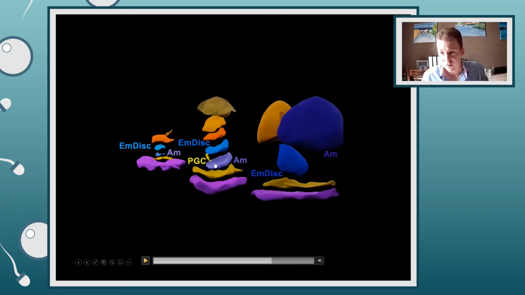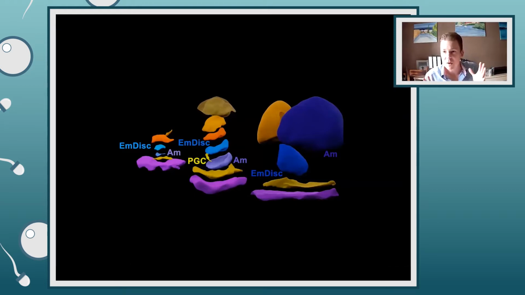And as this symposium is dedicated to germ cells, I thought I will highlight here the primordial germ cells in our Carnegie stage 6 embryo, which are sort of at the posterior side, in between the epiblast and the amnion. And we'll talk a bit more about that later.